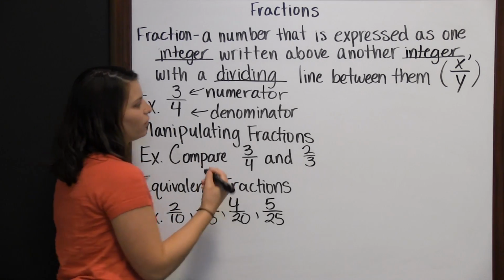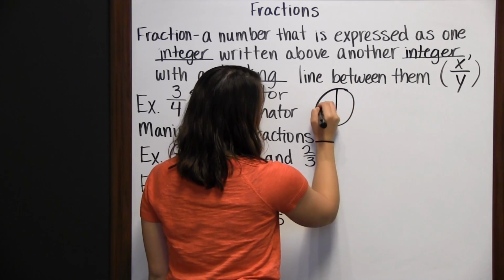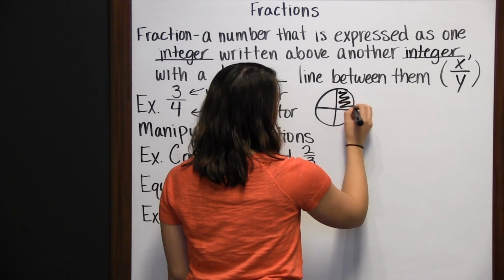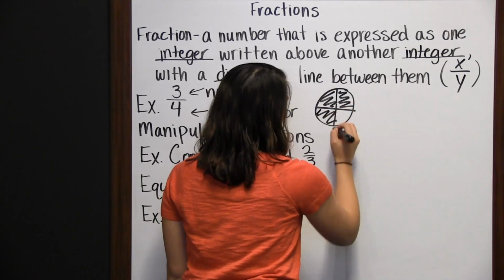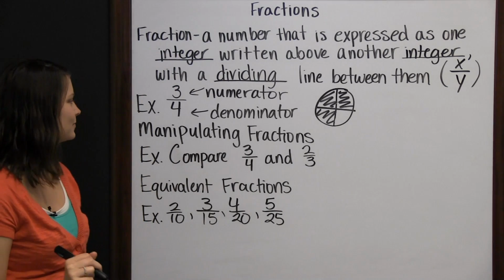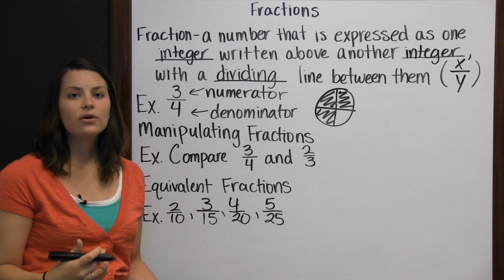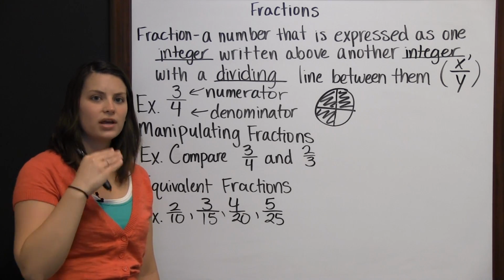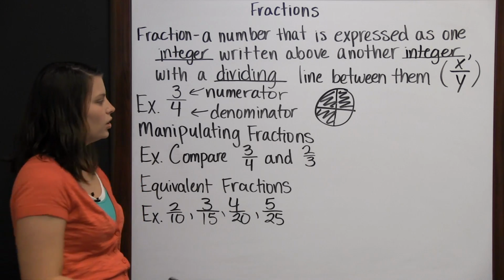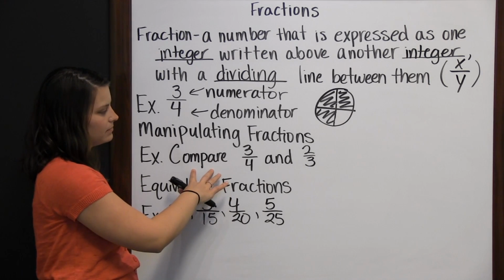So in this fraction, 3/4, we could take a pie shape and cut it into 4 pieces. That's our whole. And the part that's being considered is 3/4. So 1, 2, 3. So now you can see how much of our pie we're talking about, 3/4. We can manipulate fractions, and we do this by multiplying or dividing both the numerator and the denominator by the same number, not by adding and subtracting. We manipulate fractions to do many things. One thing is to compare them.